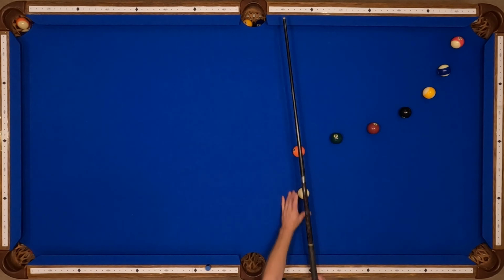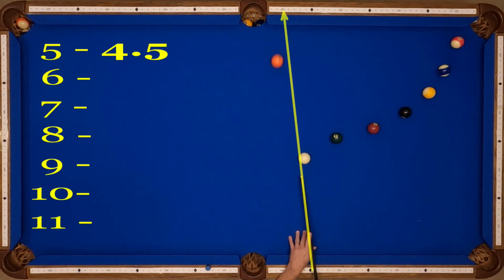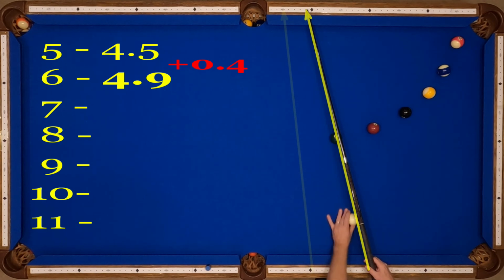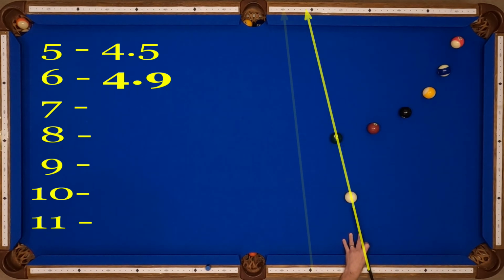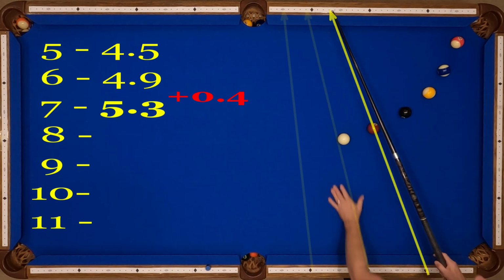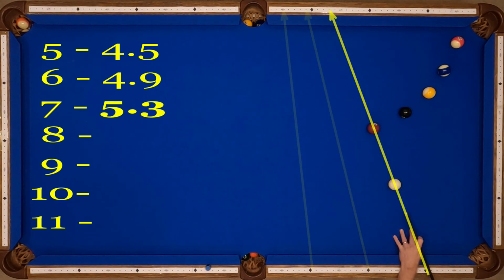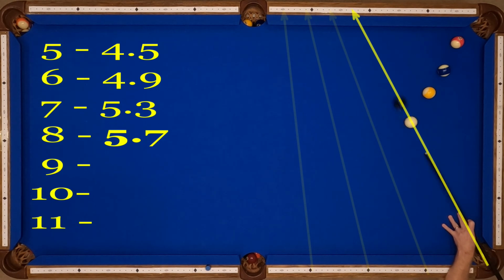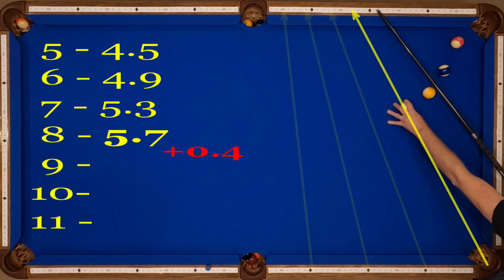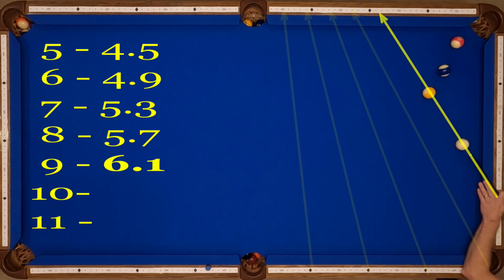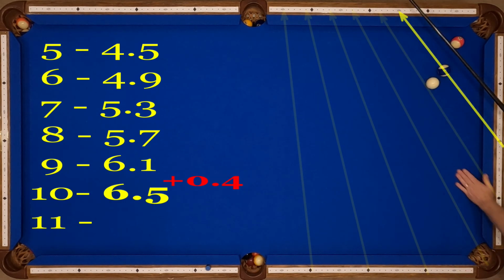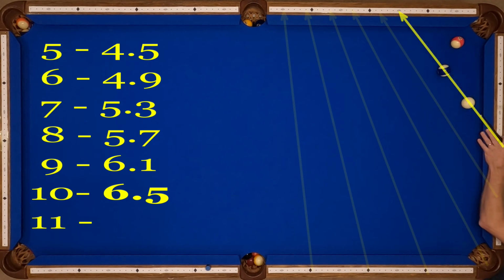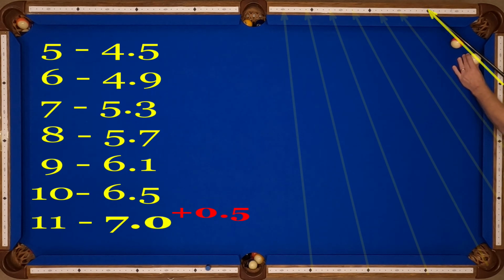So let's get our medium speed numbers. We have 5 through 4.5 plus 0.4. We end up at 6 through 4.9 plus 0.4. We end up at 7 through 5.3. And now on cross corner, we'd be changing that increment, but because of that pocket shape, we're doing 0.4 again, 8 through 5.7 plus 0.4 right up the rail, 9 through 6.1. Plus 0.4 to 10 through 6.5. But this last change, we are going to do 0.5 here, 11 through 7 even.